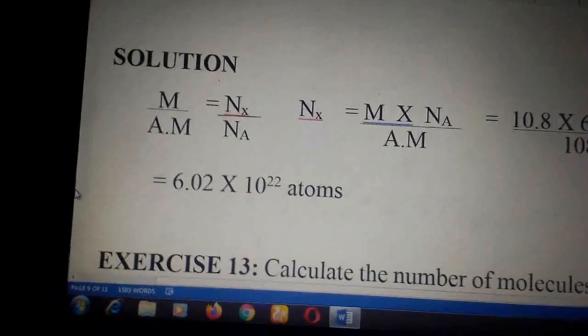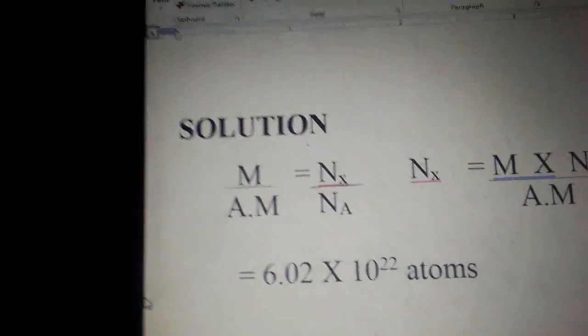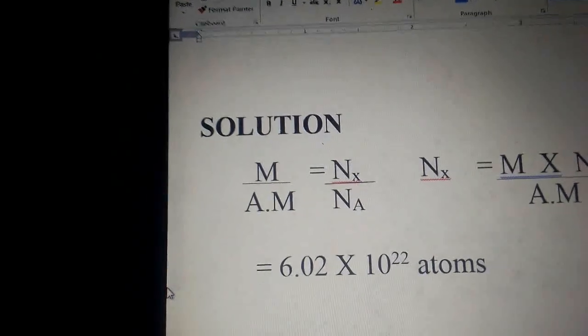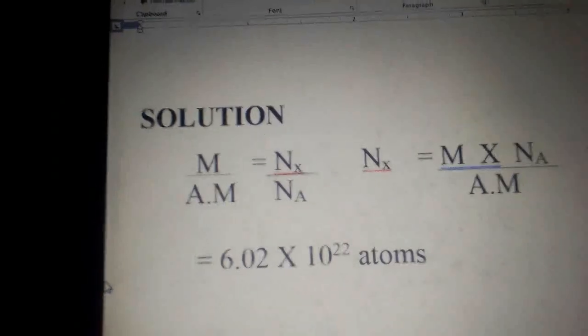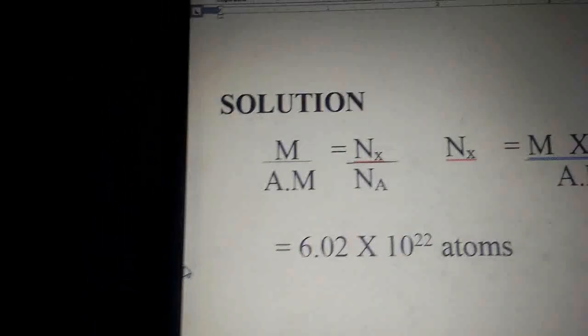Going to the solution, we apply the relationship: mass over atomic mass, which represents number of moles of a metal, equals number of particles over Avogadro's constant, which also represents number of moles. So the two of them are equal to each other.